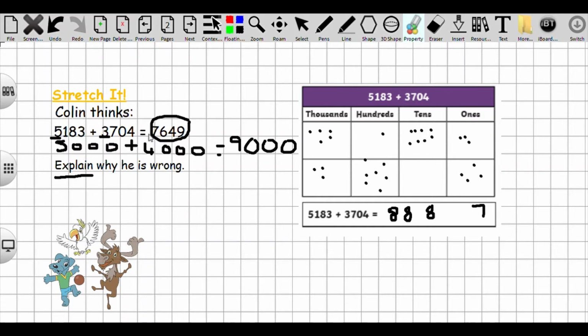Okay, can you see the level of explanation there? It wasn't just he's wrong because the answer is this. No, go deeper. What has he done wrong? Think about the skills you've learnt in maths, and explain from there, please.